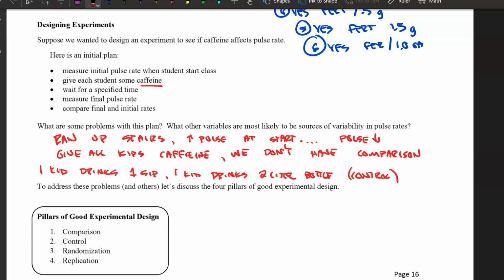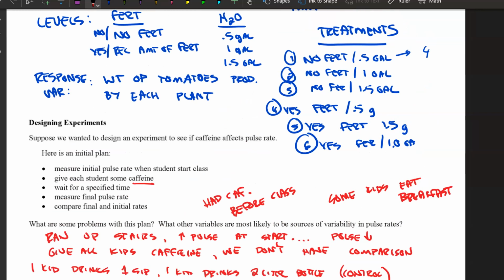What if some kids eat breakfast? If they have a big breakfast versus kids that don't eat breakfast. What if half of the kids went to Starbucks in the morning? What if they had caffeine before the experiment, before class? So their pulses might already be high when they come to class because they had some kind of espresso, whatever. There's just a ton of variables, a ton of things that can influence your pulse rate. And if we don't run a proper experiment, then we're not going to know.